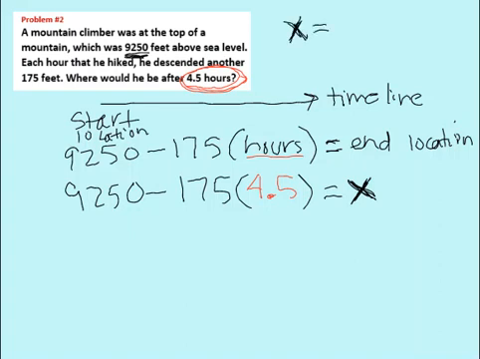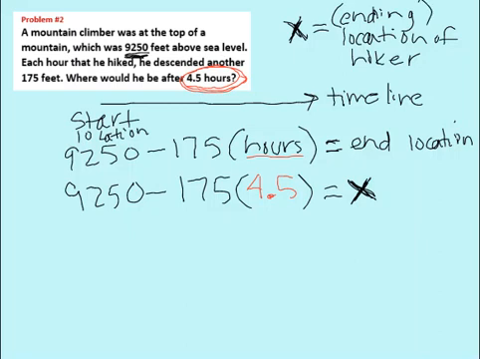So, what's that standing for? That's going to be standing for the ending location of the hiker. You could just put the location of the hiker. You don't have to necessarily use the word ending in there. And you can see that it matches our question: where would he be? That's the location, that's where he would be. So now we've got our beautiful algebra equation, and we're going to go ahead and solve it.